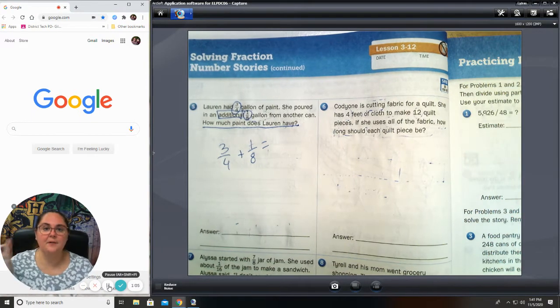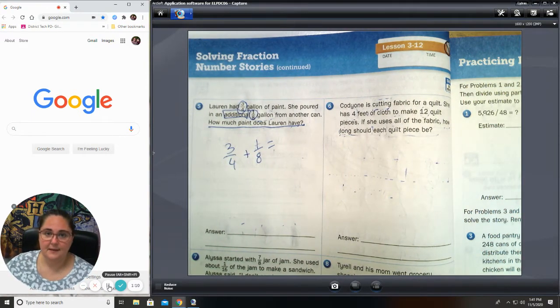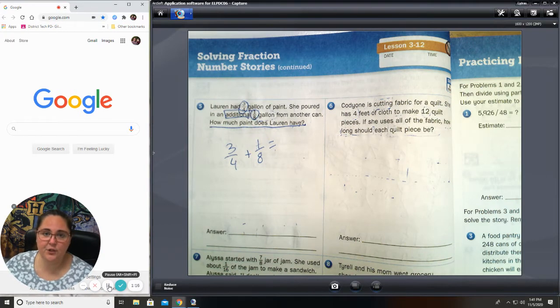All right. Now, there are a couple of ways I can do this problem. Remember, use your strategies. I can draw a picture. I can use circle pieces. I can use fraction bars. So whatever is easiest for you, I want you to do. Okay? I'm going to show you the drawing and the fraction circle pieces.